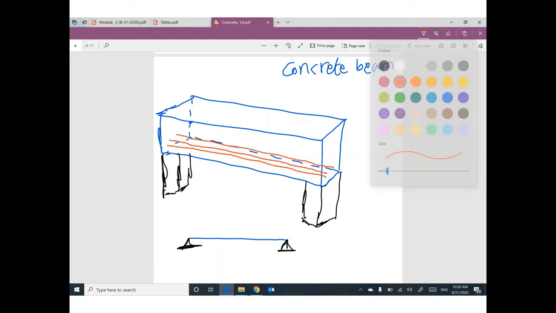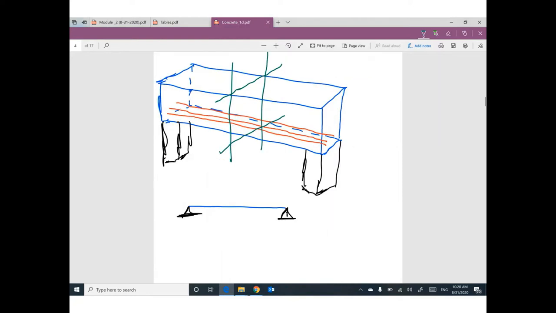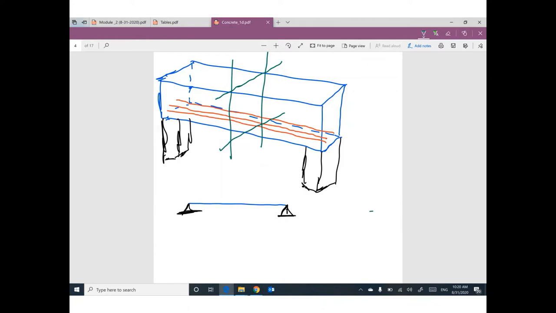Can you make a cut in this beam and draw the cross section? If you make a cut and watch the side view, what do you expect to see? I think I can expect to see a rectangle shape of the beam. I expect to see these rebars as circles. Do you agree? These steel rebars have a circular cross section, and here is the geometry. So if you make a cut and watch the side view, you will see these rebars like circles.